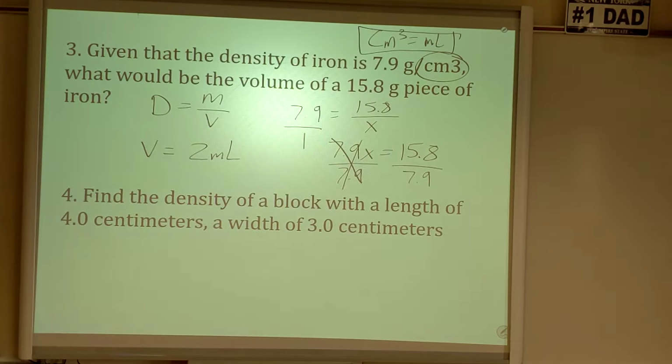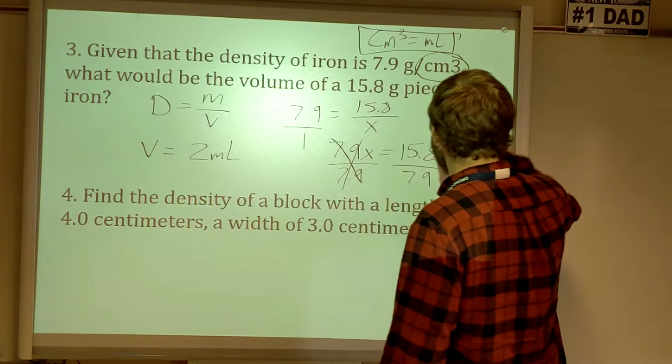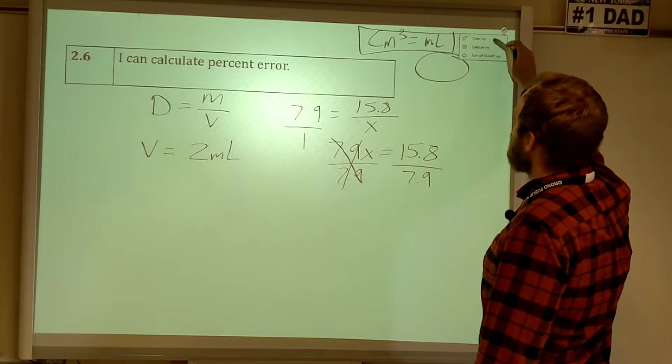So I don't care how you say it. 4, find the density of a block with a length of 4 and a width of 3. Well, what's the height? And we don't have mass. So that is not enough information. Remember those questions? Those were fun in middle school.